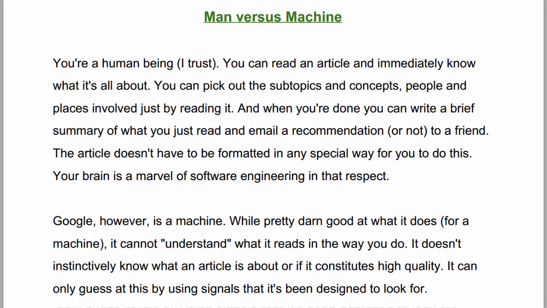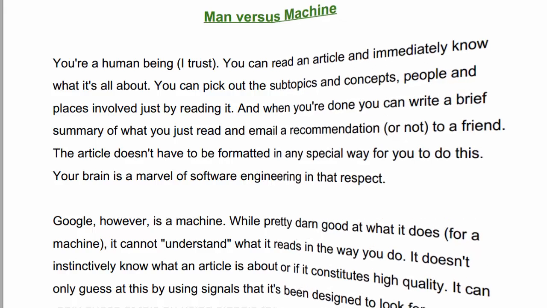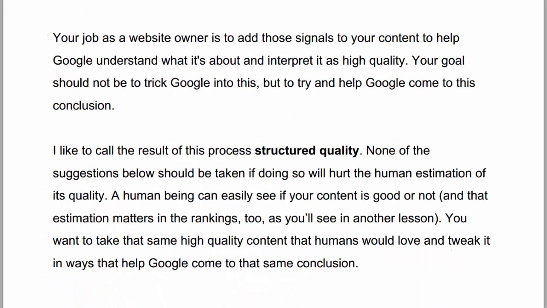Google, however, is a machine. While pretty darn good at what it does for a machine, it cannot understand what it reads in the way you do. It doesn't instinctively know what an article is about or if it constitutes high quality. It can only guess at this by using signals that it's been designed to look for. Your job as a website owner is to add those signals to your content to help Google understand what it's about and interpret it as high quality.